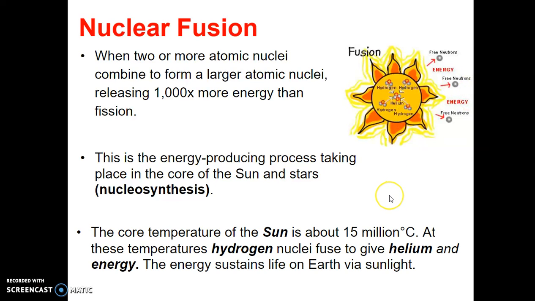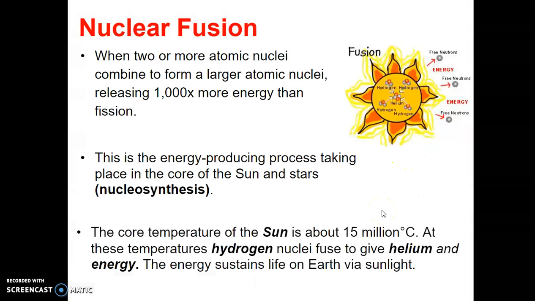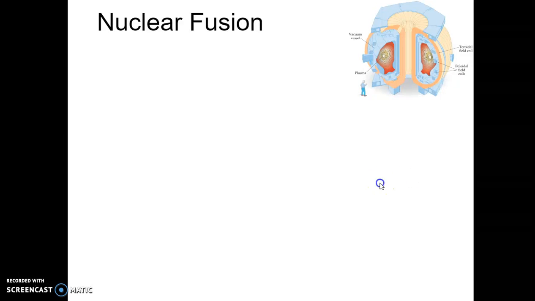The core temperature of the sun is about 15 million degrees Celsius. At these temperatures, hydrogen nuclei will fuse to give helium and energy. And the energy sustains life on Earth via sunlight. So without fusion reactions, life on Earth would not be possible. But the problem is you have to have these super high temperatures for fusion to happen, and we have not figured out how to make that happen successfully in a lab.